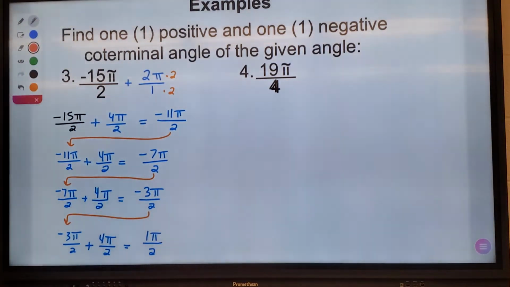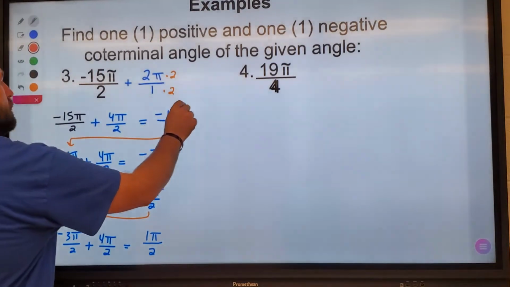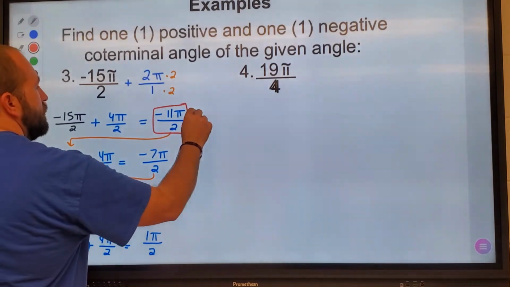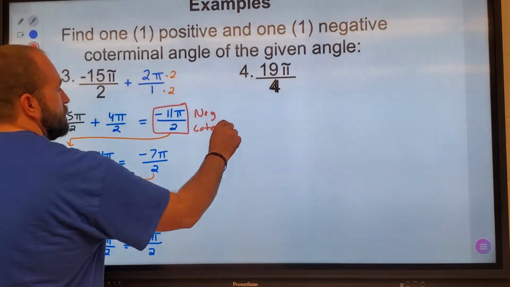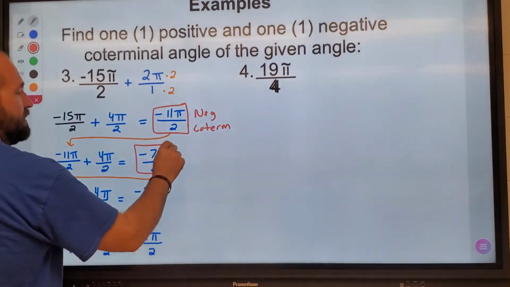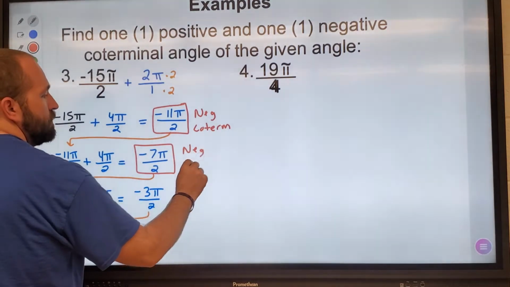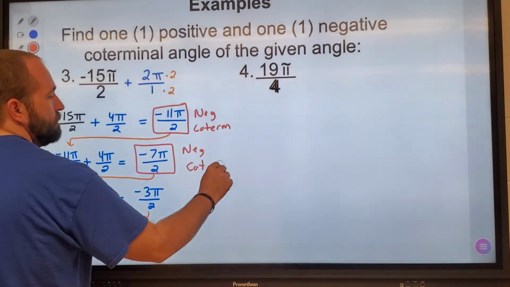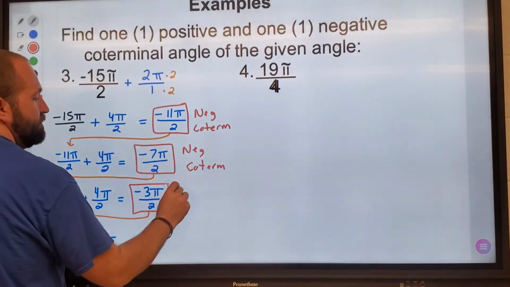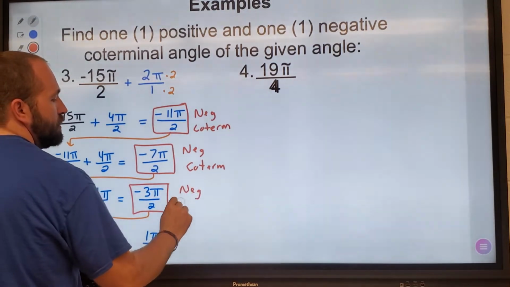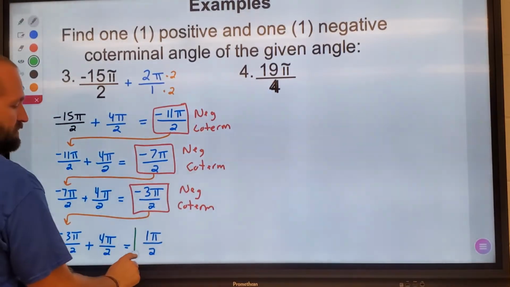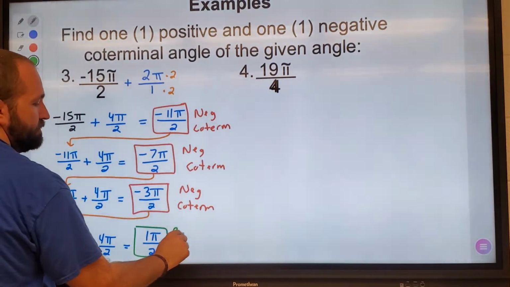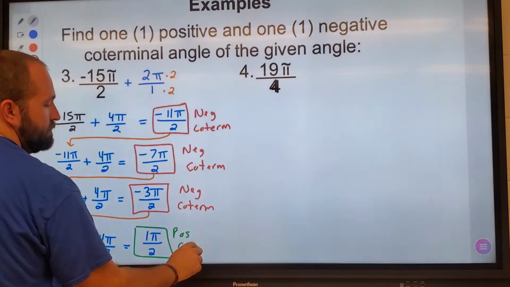Okay, so looking at these going down, I have several negatives still. So this is a negative coterminal. This is a negative coterminal. This is a negative coterminal. And this one finally turned out to be a positive coterminal.